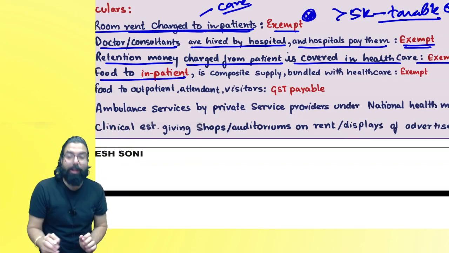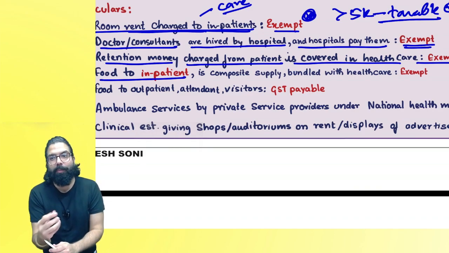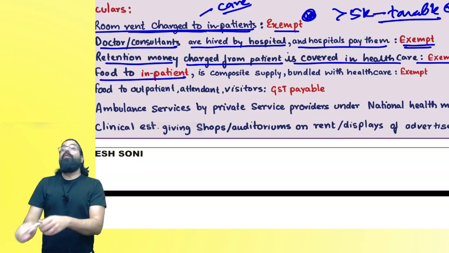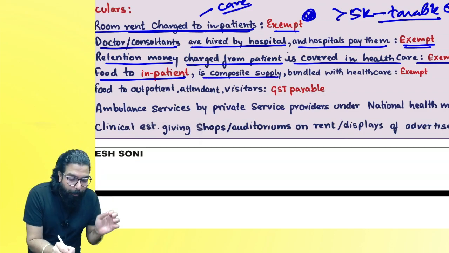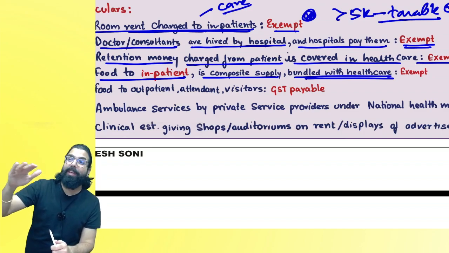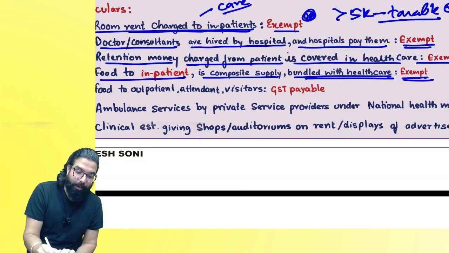The next one, food given to inpatient. Baba, one person is admitted in the hospital. He does not go there to eat, is it? Now, food given to an inpatient is always a composite supply bundled with healthcare. The primary supply is what? Healthcare; food, juice, etc. are bundled. That time, when the government is selling, it will be exempt.